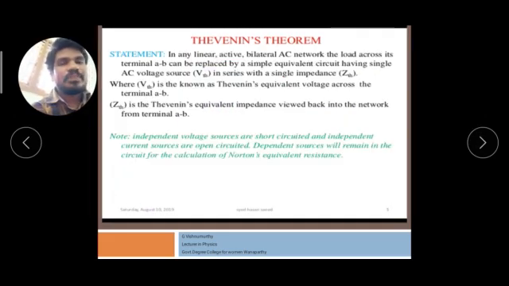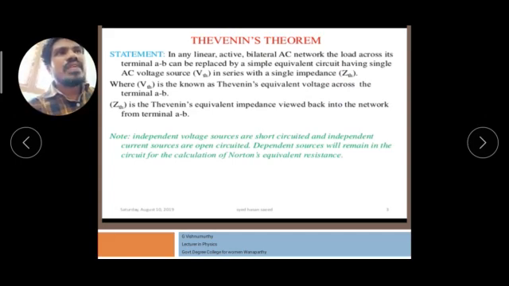So Thevenin theorem. Statement: in any linear active bilateral AC network, the load across its terminal AB can be replaced by a simple equivalent circuit having a single AC voltage source, that is VTH, in series with a single impedance, that is ZTH. So it is called the Thevenin theorem.